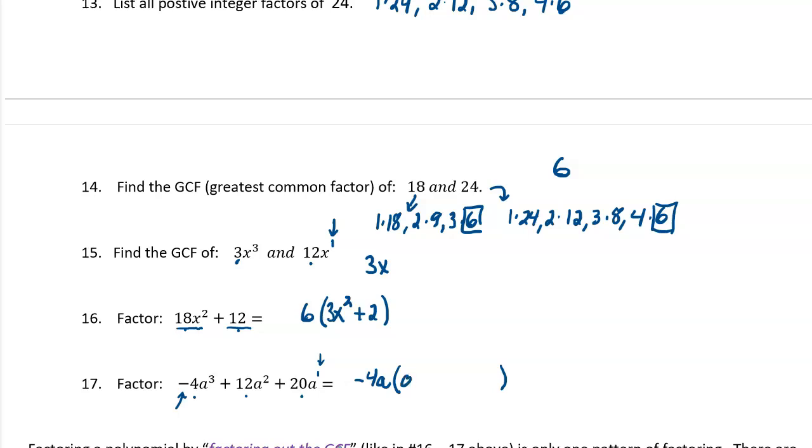Negative 4a times a to the second power creates negative 4a to the third power. Negative 4a times negative 3a creates 12a squared. And negative 4a times negative 5 creates the 20a.